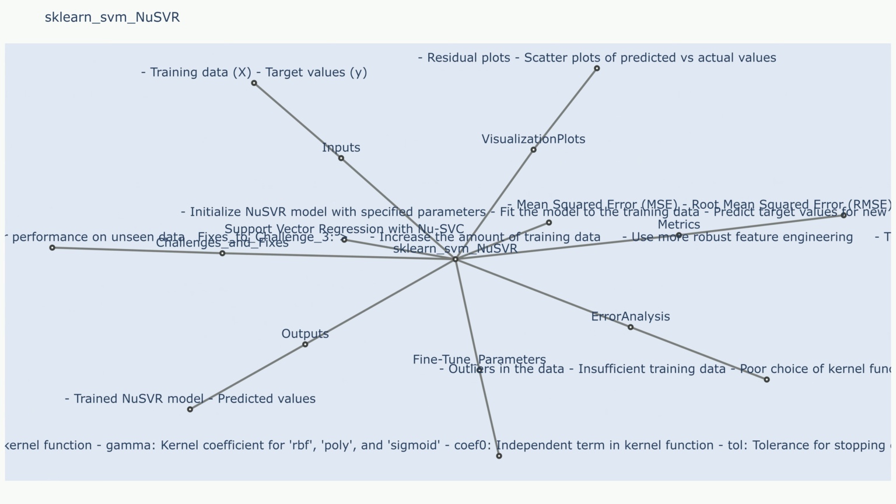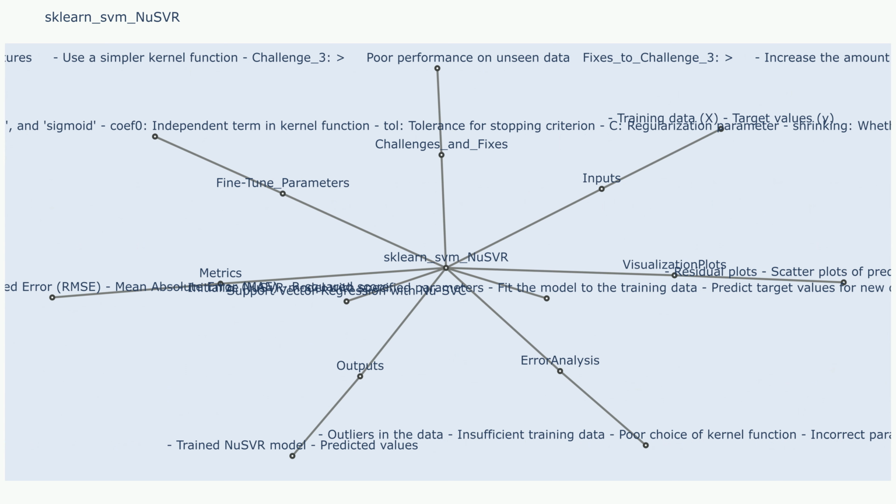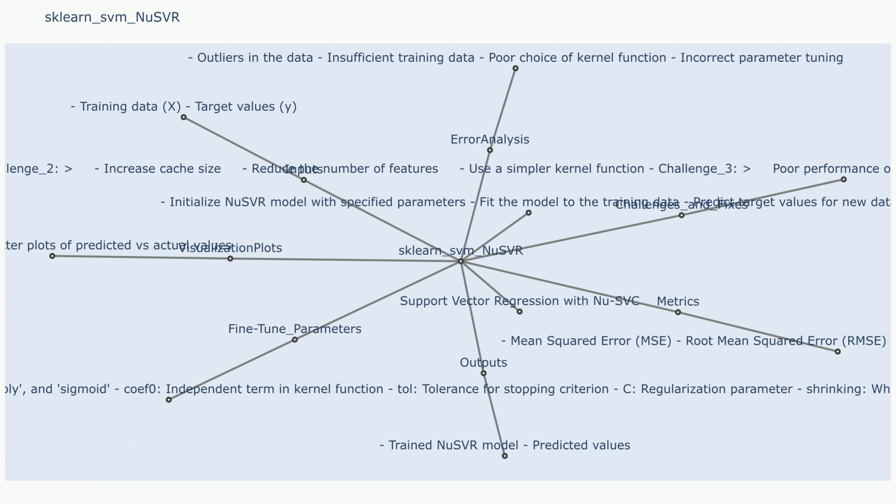Metrics: Mean absolute error measures the average absolute difference between predicted and actual values. Root mean squared error, RMSE, measures the square root of the average squared difference between predicted and actual values, giving more weight to larger errors. R squared measures how well the model explains the variance in the target variable. A value closer to 1 indicates a better fit.